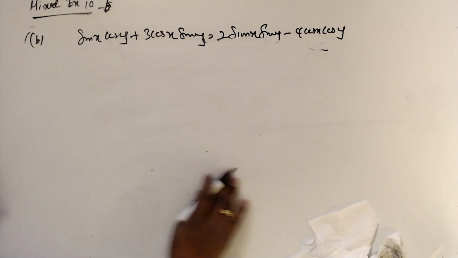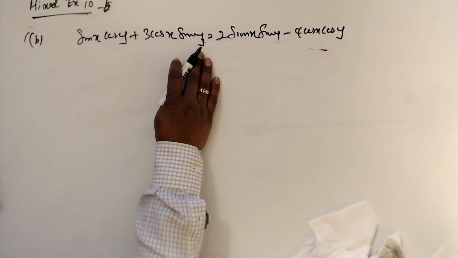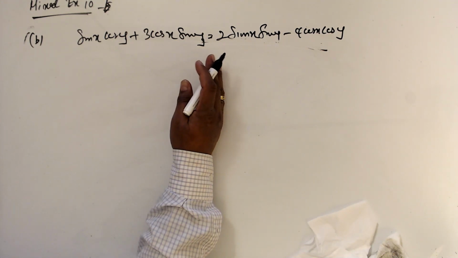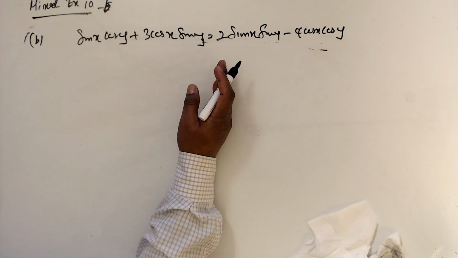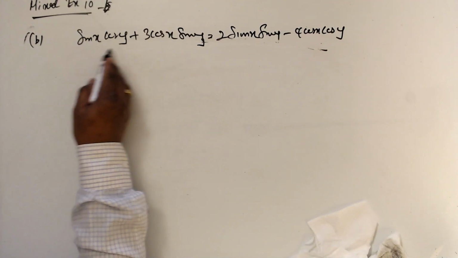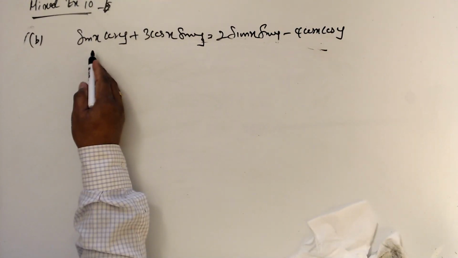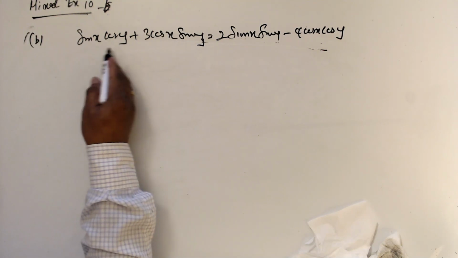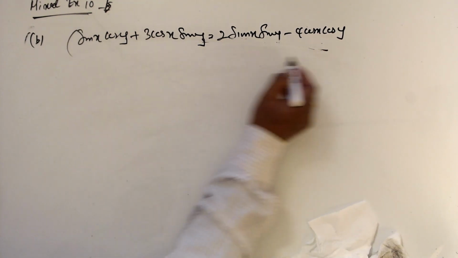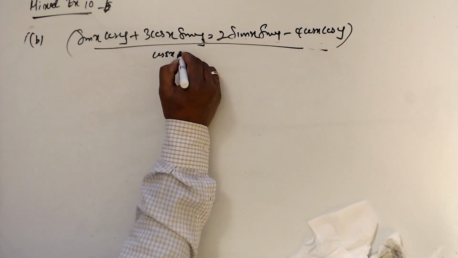Part B. This is kind of a standard question. If you see sine x cos y and cos x sine y, and you want to express in terms of tan, then what you have to do is divide the whole equation by cos x cos y. Never ever divide with sine. So I divide the whole equation by cos x cos y.